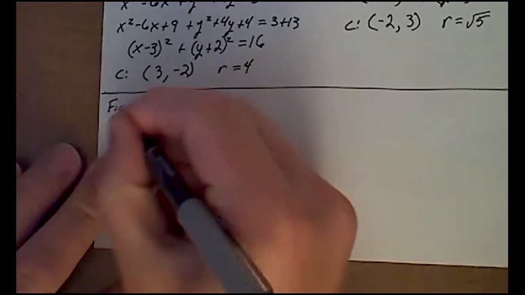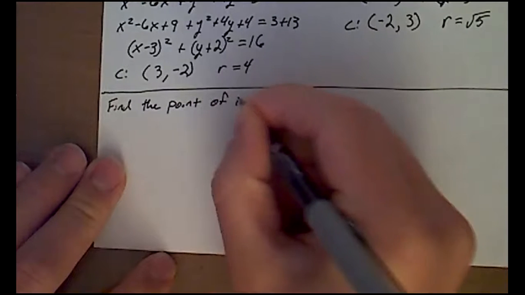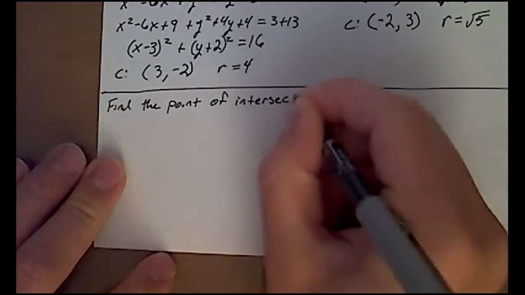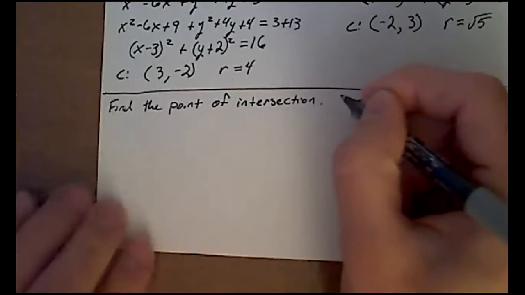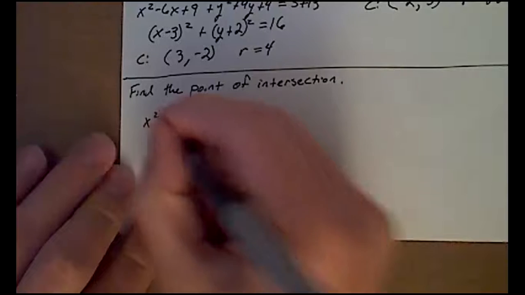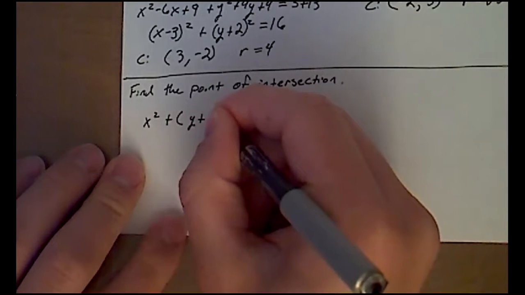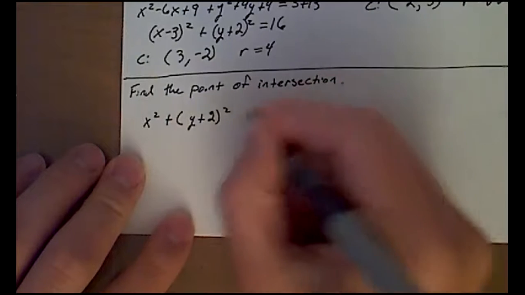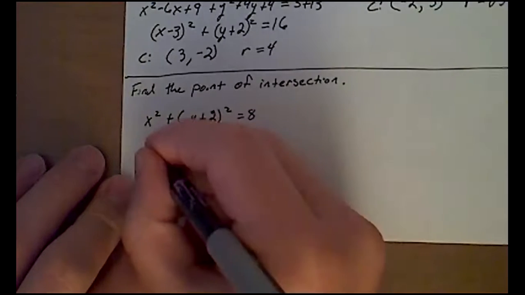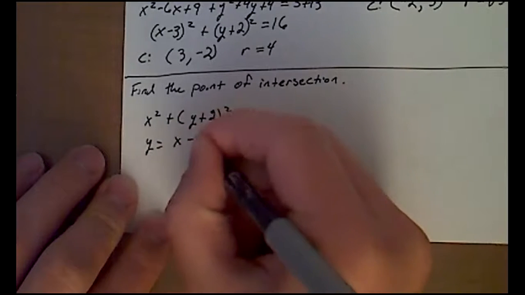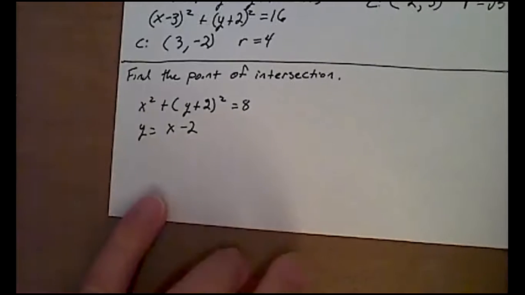And lastly, find the point of intersection. This is going to be between a line and a circle. We might have something like x squared plus y plus 2 squared equals 8, and y equals x minus 2. Right? We're finding a point of intersection.